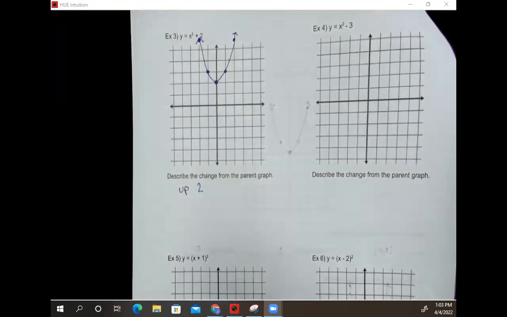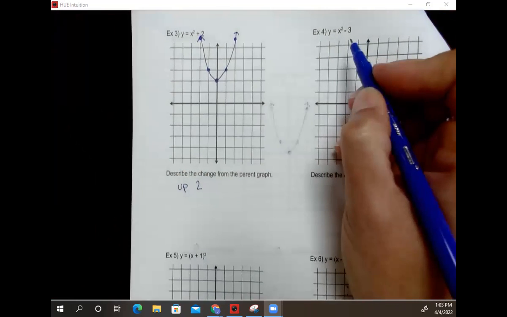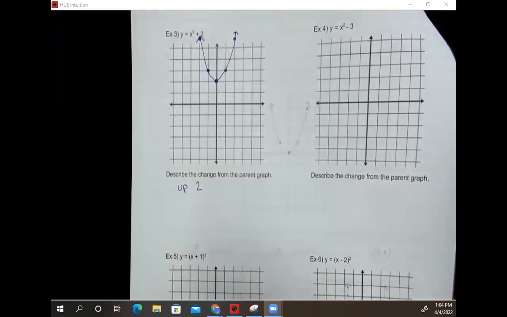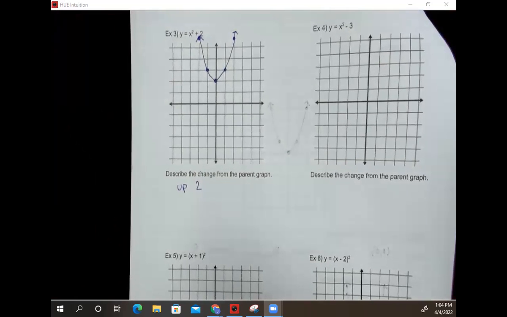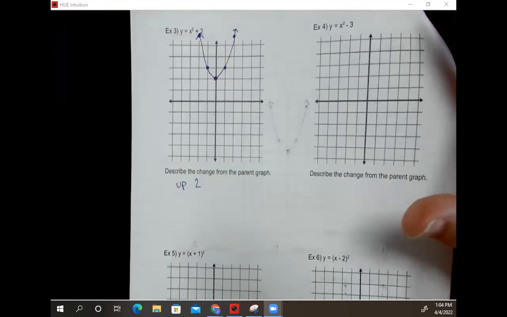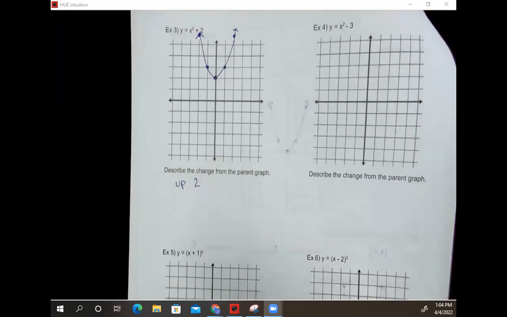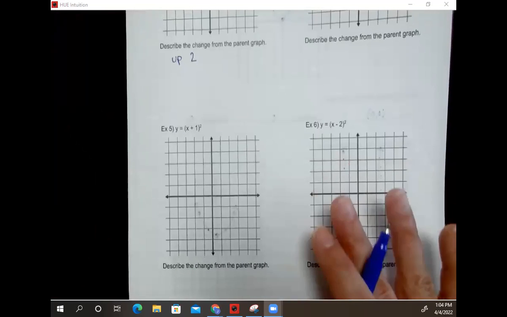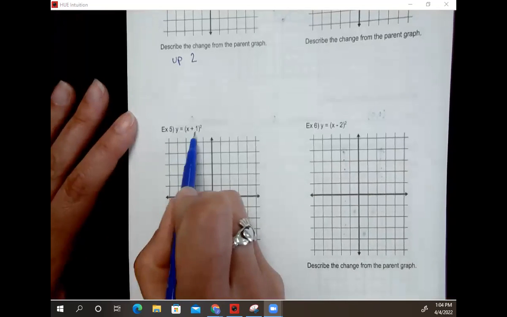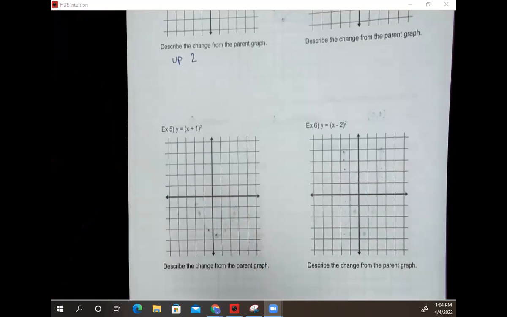So for example 4, I've got x squared minus 3. What change would I expect to see here? I would expect it to go down 3. We're actually going to skip over example 4 for right now, and I want to hop down to example 5. This time, I'm adding directly to x, right? That plus 1 is in parentheses with x with the square on the outside. So instead of moving up or down, we'll move left or right. Yeah, these are the ones that we talked about, kind of do the opposite of what I might expect.